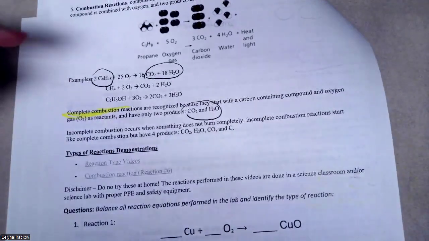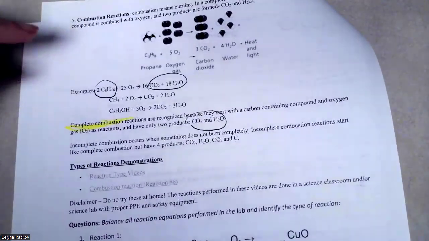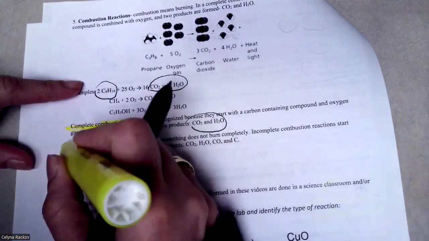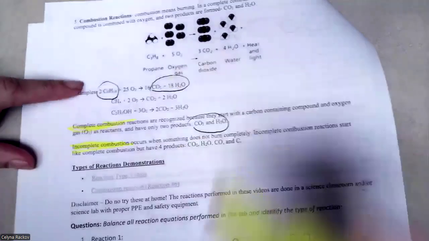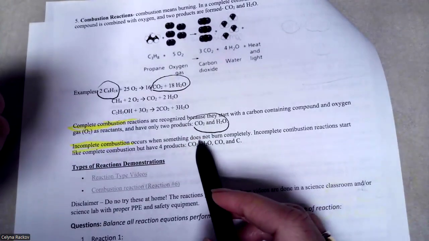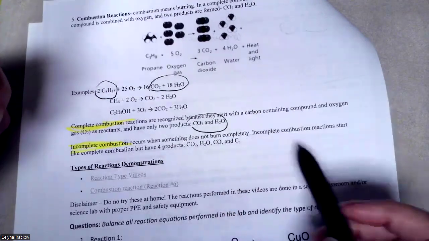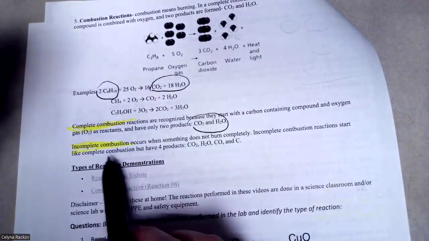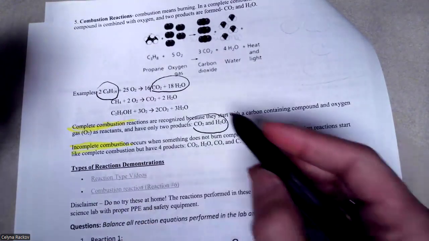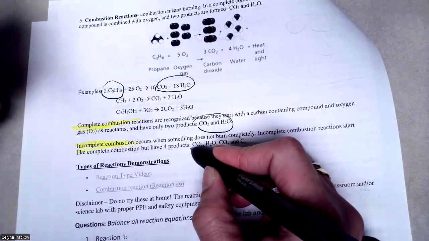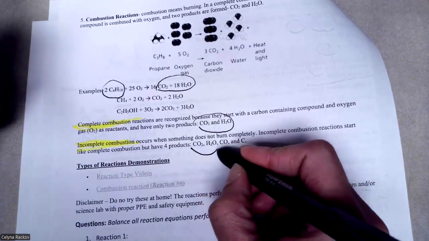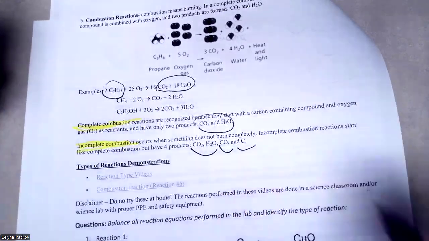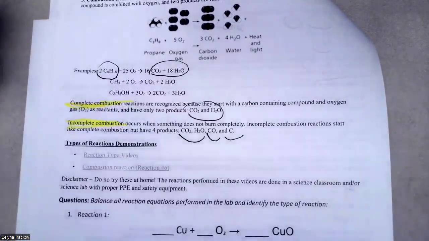But sometimes you do not have enough oxygen, and you have an incomplete combustion. Incomplete combustion occurs when something does not burn completely. So incomplete combustion reactions start like complete combustion, but have 4 products. You will also have carbon dioxide and water, plus carbon monoxide and carbon, right?